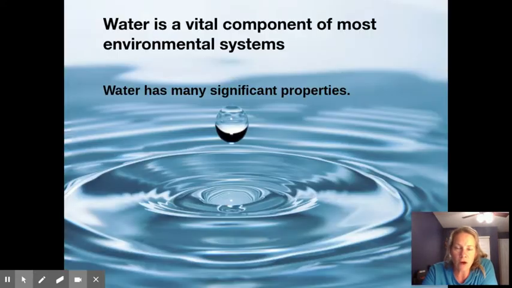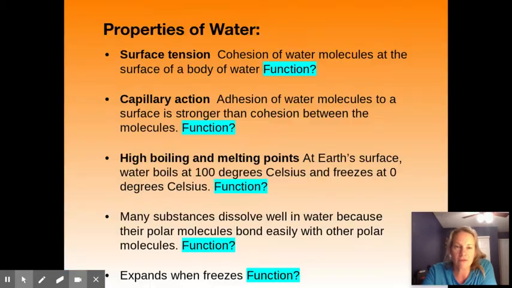All right, so water is pretty vital. We can't exist without water. It has a lot of unique properties, which is really convenient for the way of life that we have. So there's these properties here. We've got surface tension. So I want you to think of the function for these things. So surface tension is the cohesion of water molecules at the surface. So for example, I'll give you a hint, water bugs can seem to float on the surface of the water. That might be a good function.